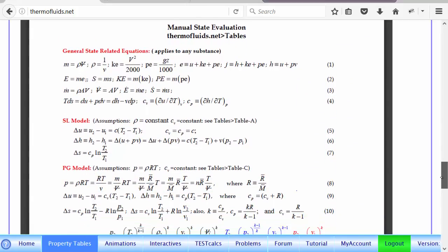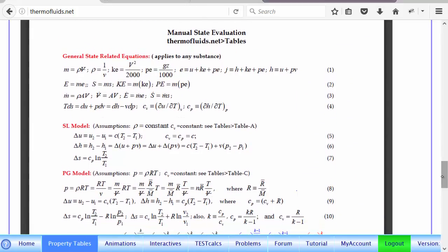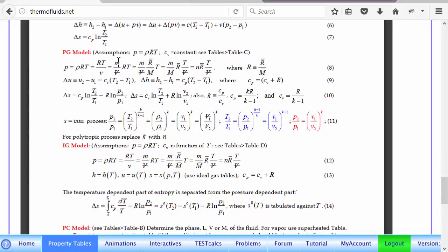And here, this is what we're after. These are the equations for different material models, and we're using the PG model. So if you use the PG model, you will notice that, let me see if I can find a pencil. For the PG model, this is the formulas for finding delta U, delta S, delta H, etc. But a special case happens when delta S equals 0, S equals constant.